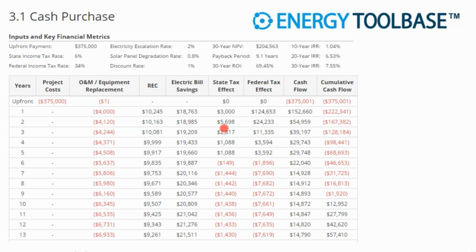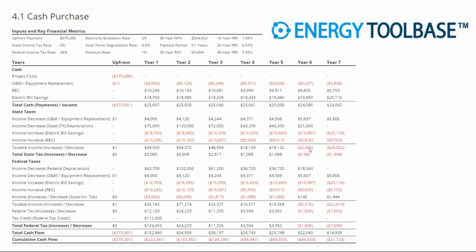Anyway, all kinds of cash flow analysis that will make a CFO smile can be calculated by Energy Toolbase. Energy Toolbase also does a free trial. You've got to give them your credit card to get the free trial, though, so take that in mind.